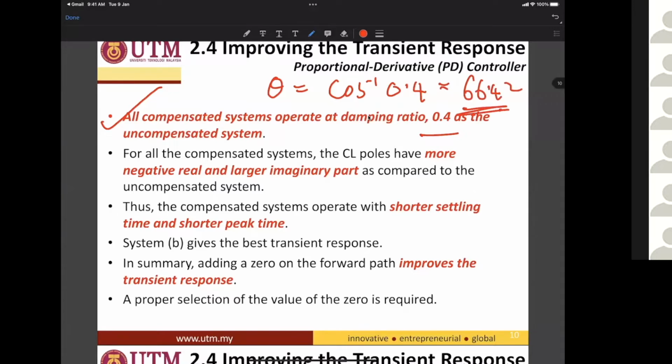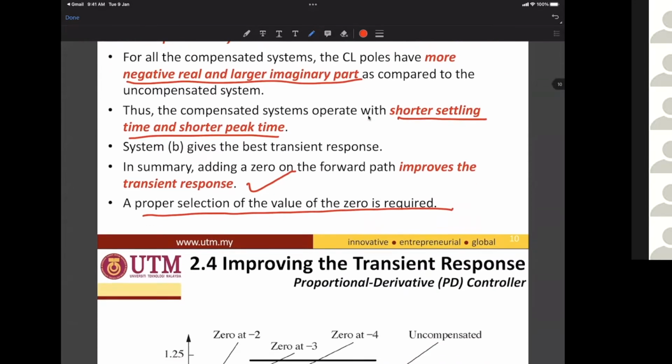So for all the compensated systems, the closed loop poles have more negative real and larger imaginary parts as compared to the uncompensated system. They have a shorter settling time and shorter peak time. So it definitely improves the transient response. So we need to choose the proper value of the zero in order to do that.